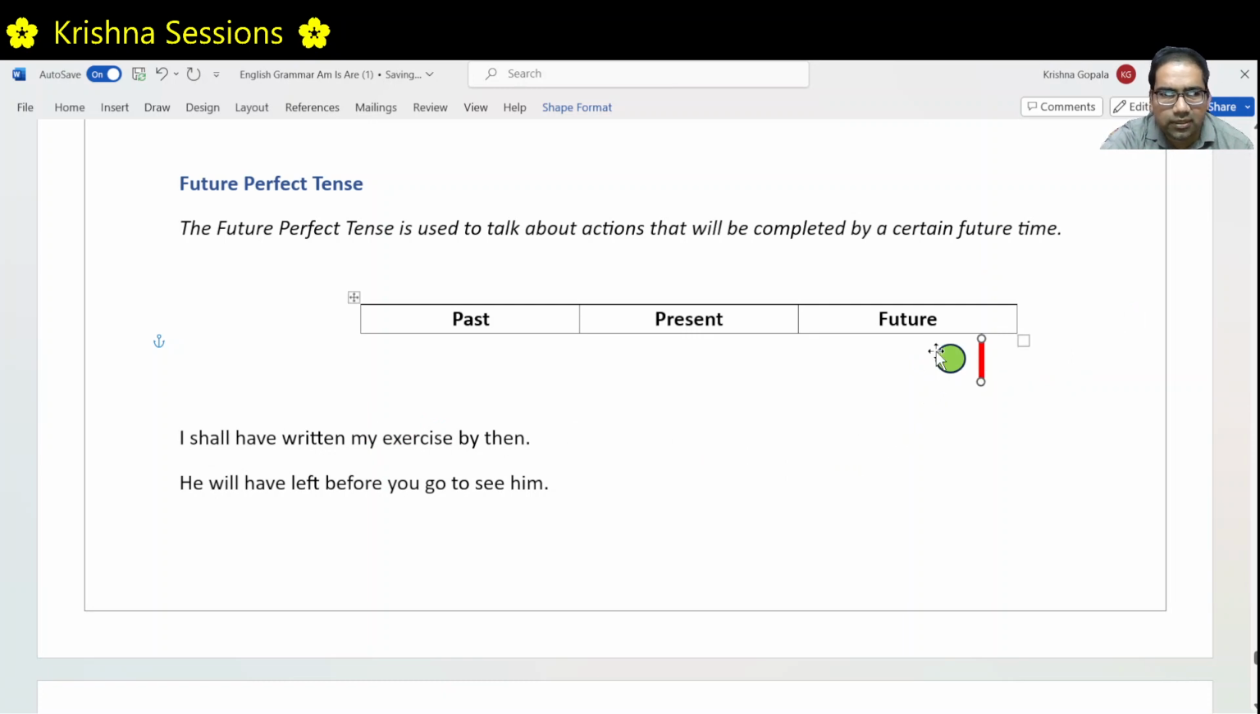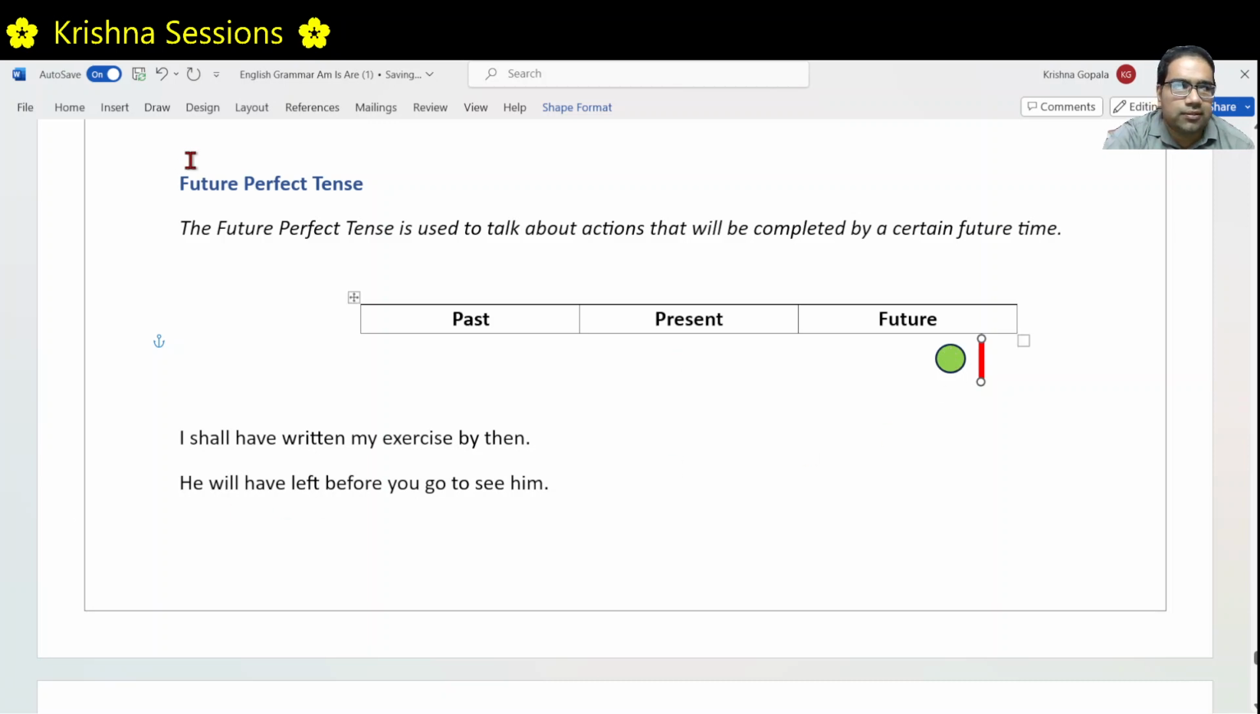By this time, I'll be completing this one. This is writing exercise and this is a time. Right. By then. But both are future. This is a future time and the action will be completed by that future time. That's why it is called future perfect tense. He will have left before you go to see him. You go to see him is this red line. He leaving is this green dot, green circle.